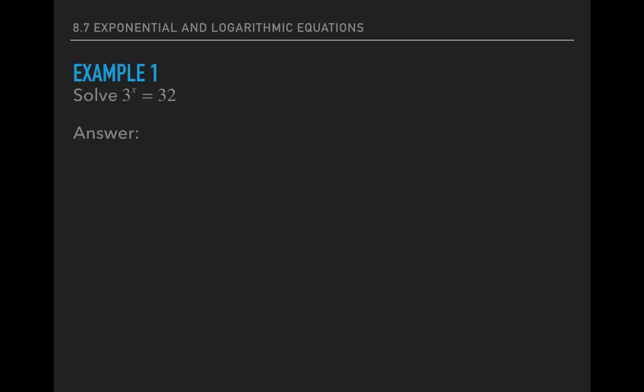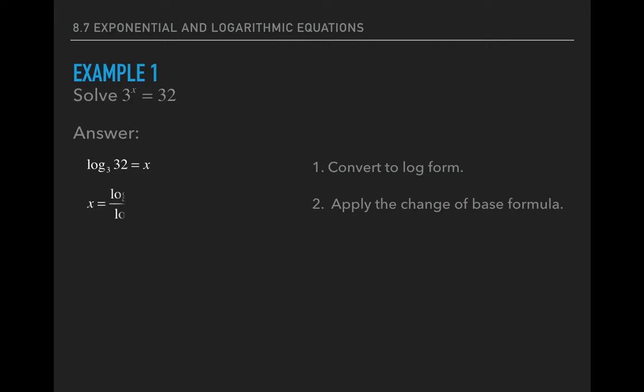Let's say we have the problem we were working with. 3 to the x equaling 32. Let's work through this. Converting to log form, like we did previously, log of 32 base 3 is going to give us that x value. And now we can apply the change of base formula. So that's going to be log 32 over log 3. That's going to give you x. Make sure you're taking log of 32 over log of 3.